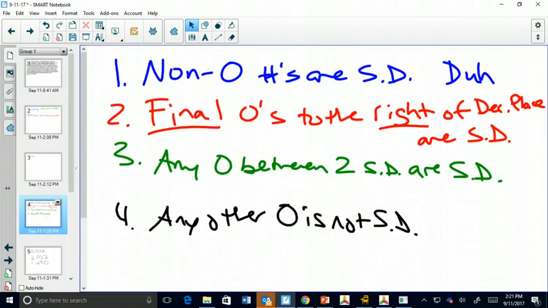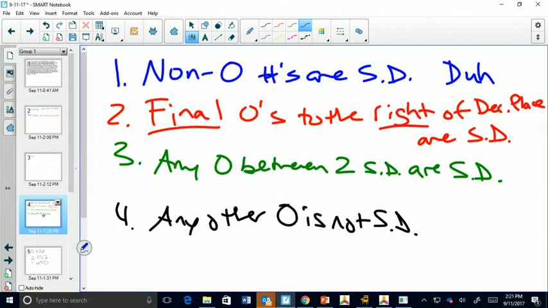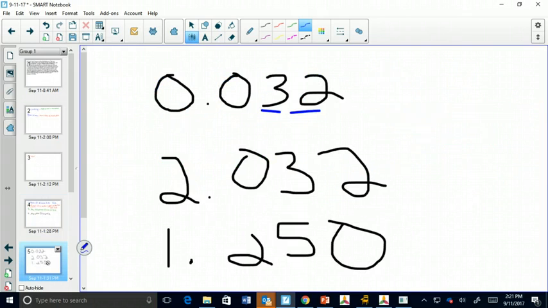Rule number 1 says any non-zeros are significant digits. So these 2 are significant because, of course, they're non-zeros. The question is these pesky zeros. So let's look at our other 2 rules. Final zeros to the right of the decimal place are significant. Is this 0 to the right of the decimal place? It's not, so let's cross it out. It's not significant.